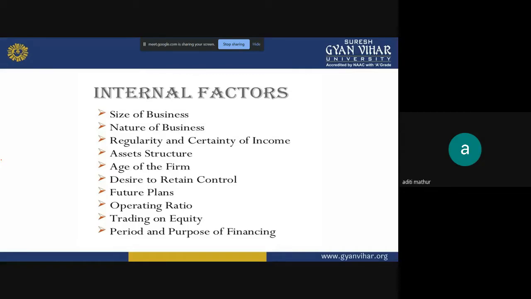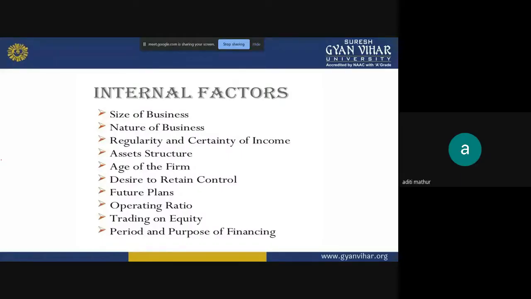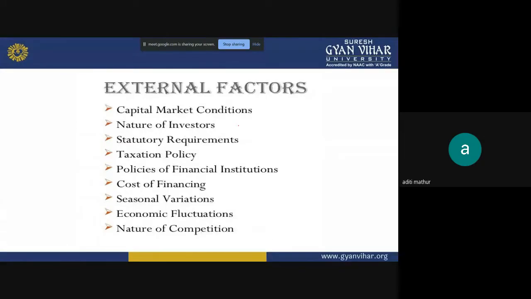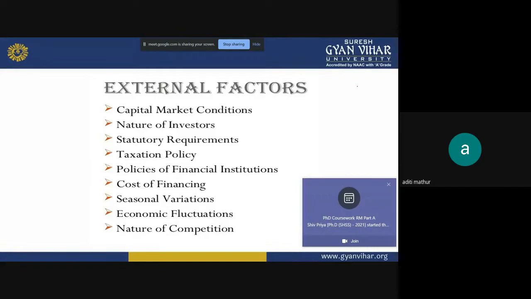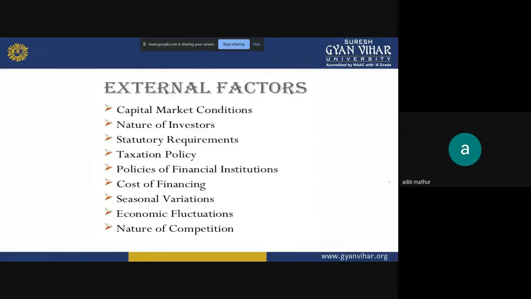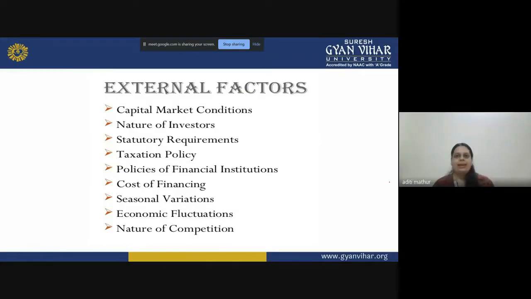It is on you to decide what should be the size of the firm. It is on you to decide whether you want to go and have a new venture. What is your future plan? Right? So these are the internal factors which affect the capital structure. Then come the external factors. As the name suggests, they are those factors which cannot be controlled by an investor or by a businessman, right? They are those factors which are common for all businesses, and they are external. They are not under your control, and they have a big impact on your capital structure.